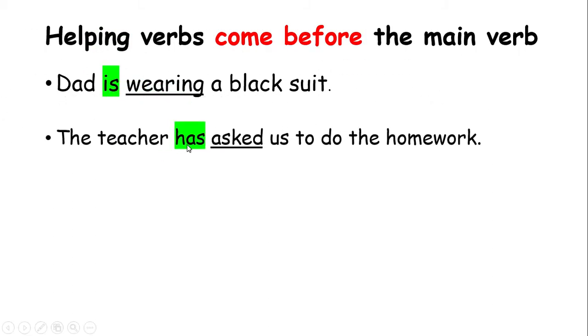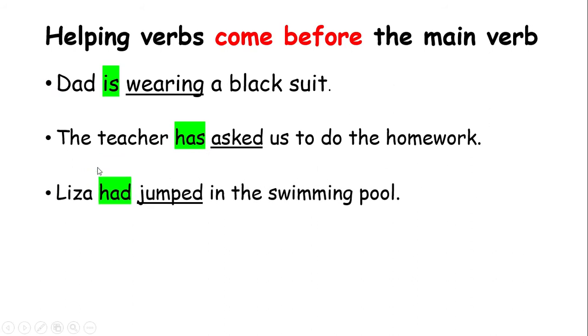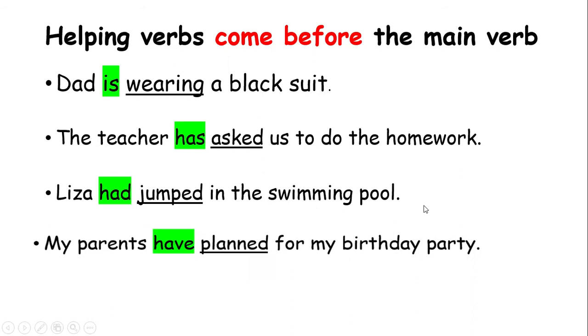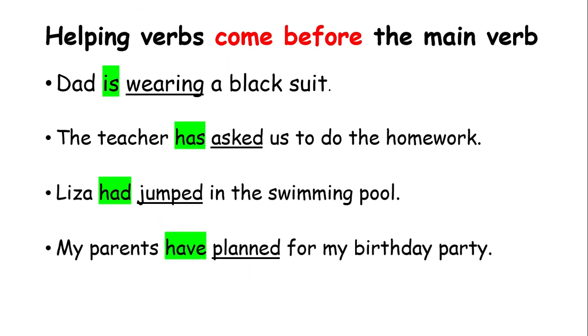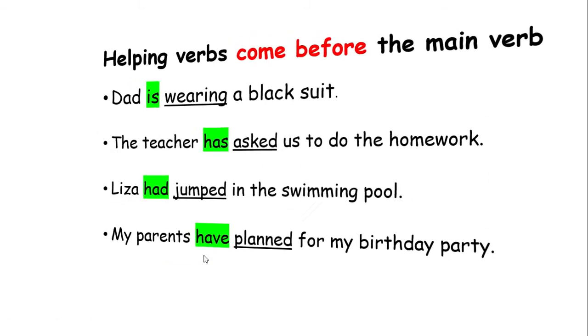The teacher has asked us to do the homework. Has, the green verb, is helping, and asked is the main verb. Has asked means she asked and finished. It's already done. Lisa had jumped in the swimming pool. My parents have planned for my birthday party. So here we have 4 helping verbs: is, has, had, and have. Of course, we have more helping verbs.